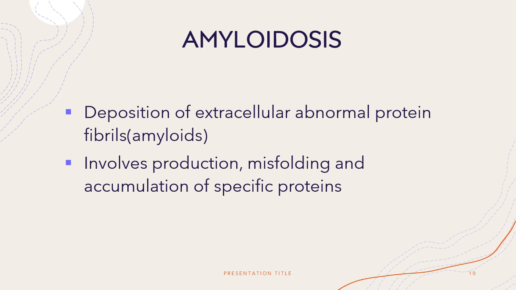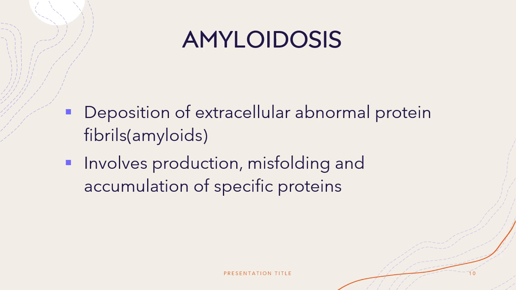Then you have amyloidosis. Amyloidosis is a group of disorders characterized by extracellular deposition of abnormal protein fibrils known as amyloids. These are deposited in various tissues and organs. These amyloid deposits can interfere with normal tissue structure and function, leading to a range of clinical manifestations.